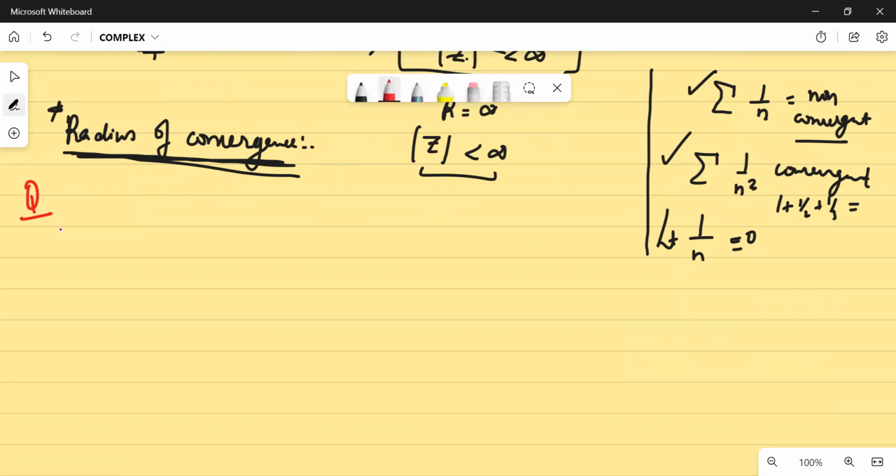So question number 1, try to solve me this problem. Let's say z raised to power 2n divided by 4 raised to power n and n raised to power alpha, where alpha is positive and mod z is less than k. Try to find what is the radius of convergence for this series.